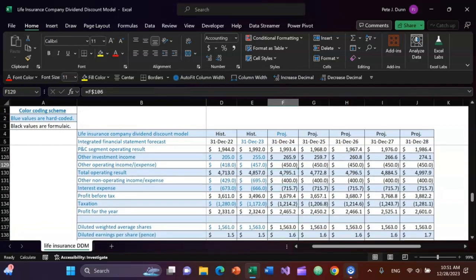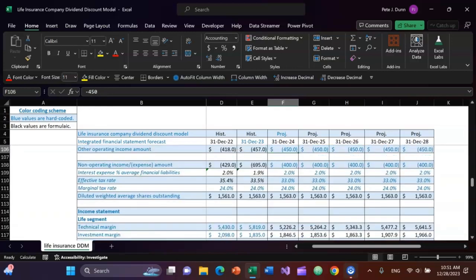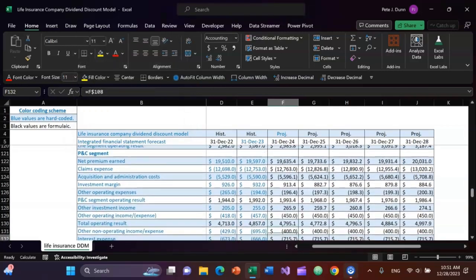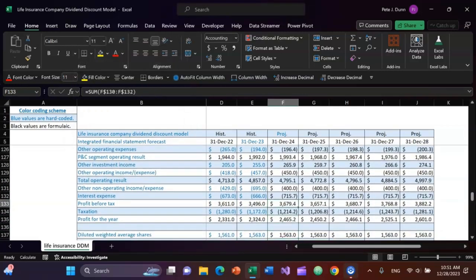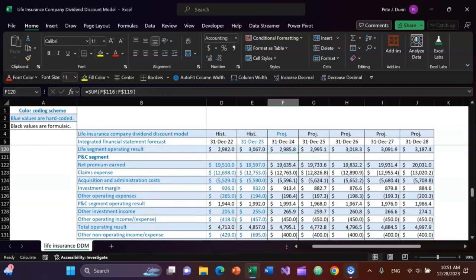Now we come down to other operating income and expense. This is something I had hard coded into the assumptions. So you control left bracket to get there. F as in Foxtrot 5, enter. Get down. Total operating result. Again, you just sum up rows 120 plus 127 through 129. So row 120 was the life operating result.